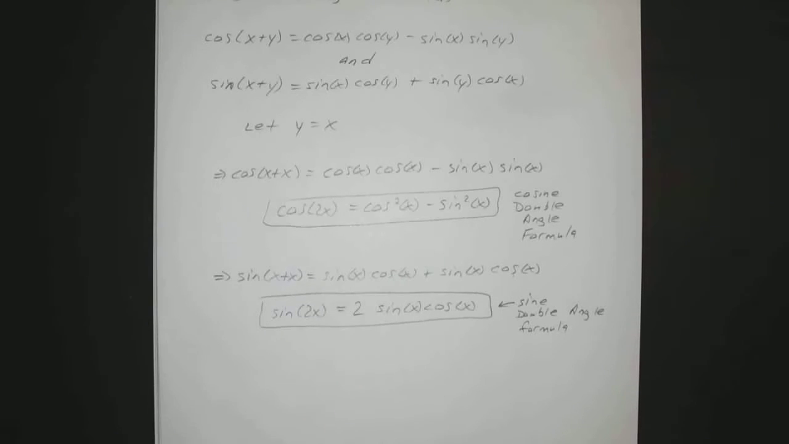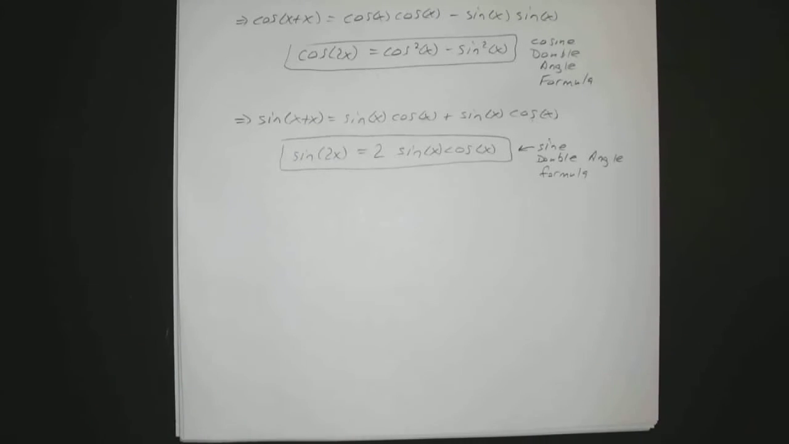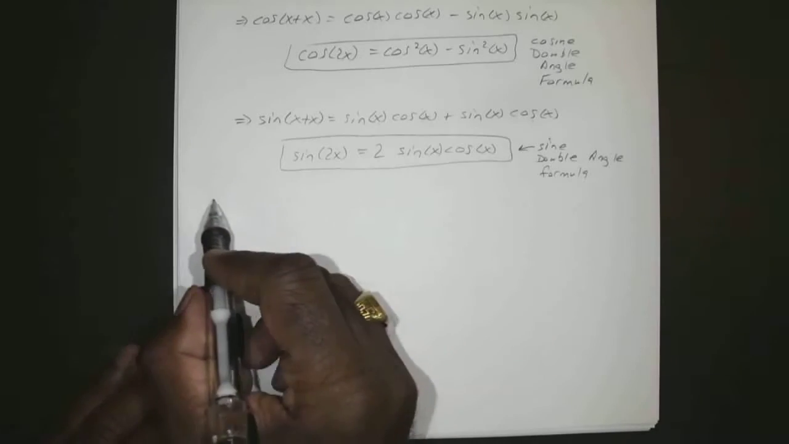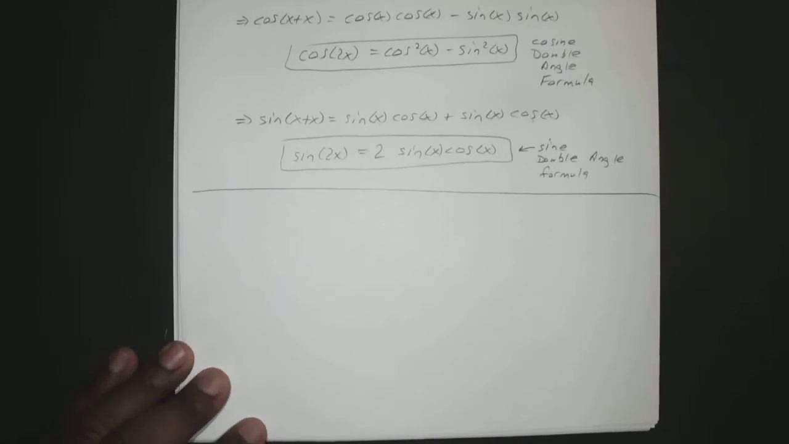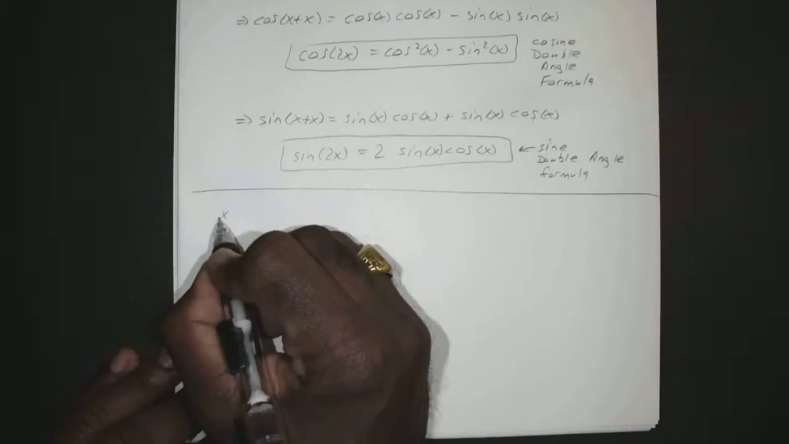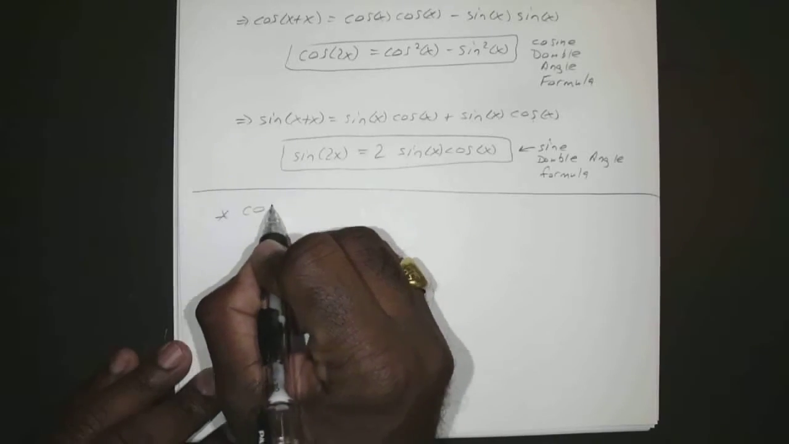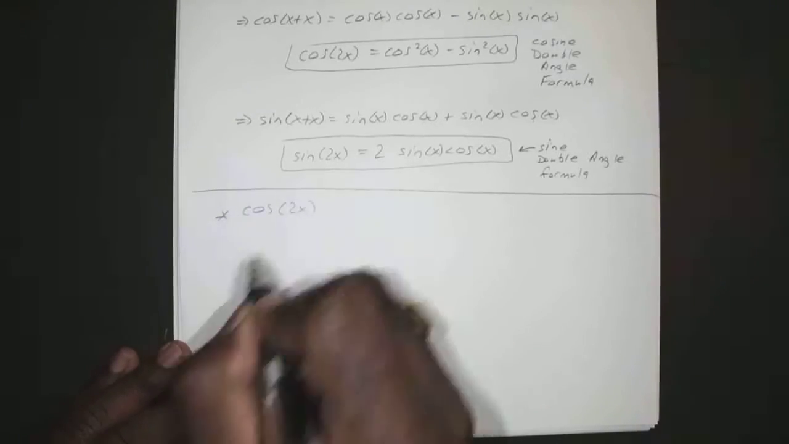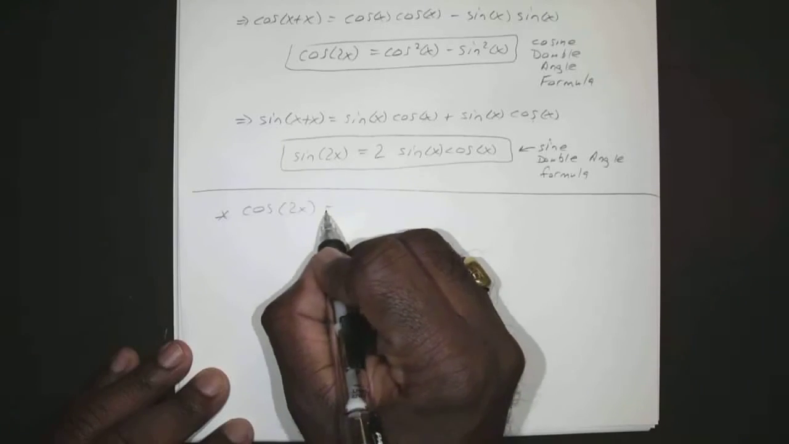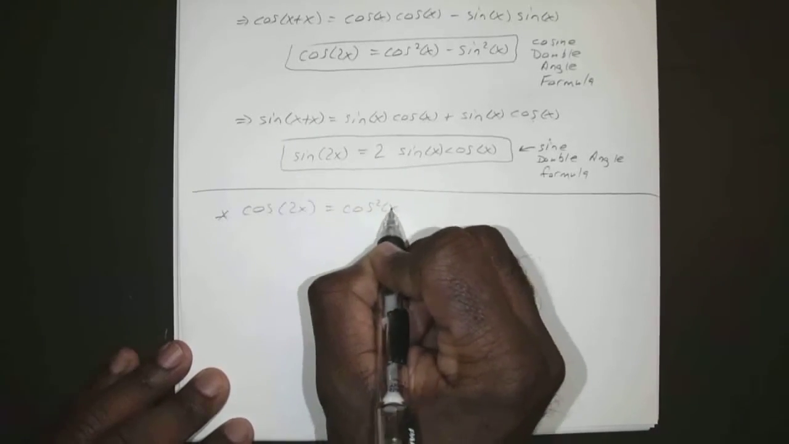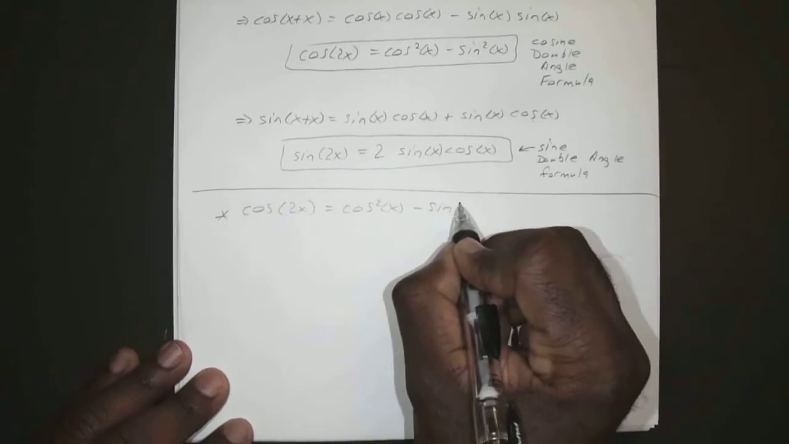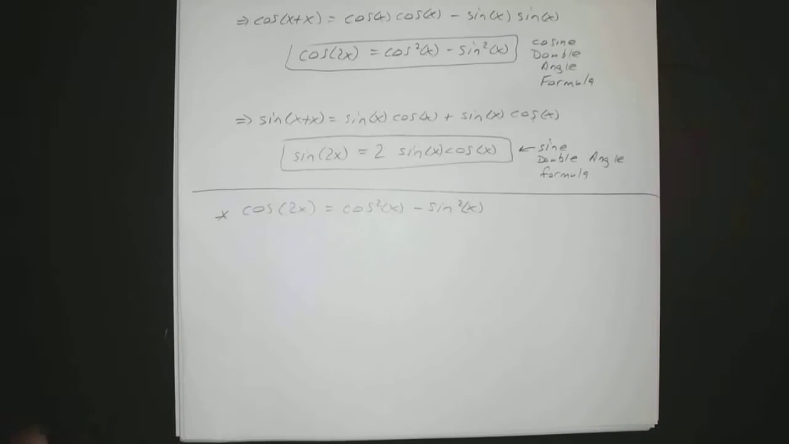Okay, so there are actually different variations of these two formulas. It just depends on how they're manipulated. Okay, do I have enough room? Yeah, I should have enough room. Okay, so we know that our double angle formula for cosine is cosine squared of x minus sine squared of x.